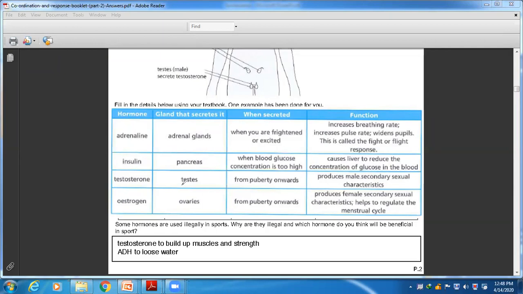Now the question is, some hormones are used illegally in sports. Why are they illegal, and which hormone do you think will be beneficial in sports?